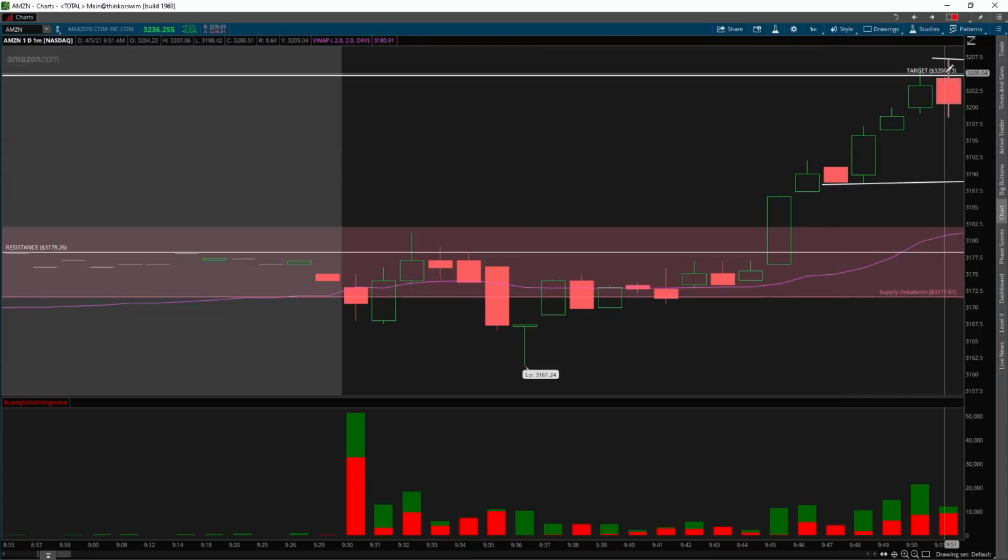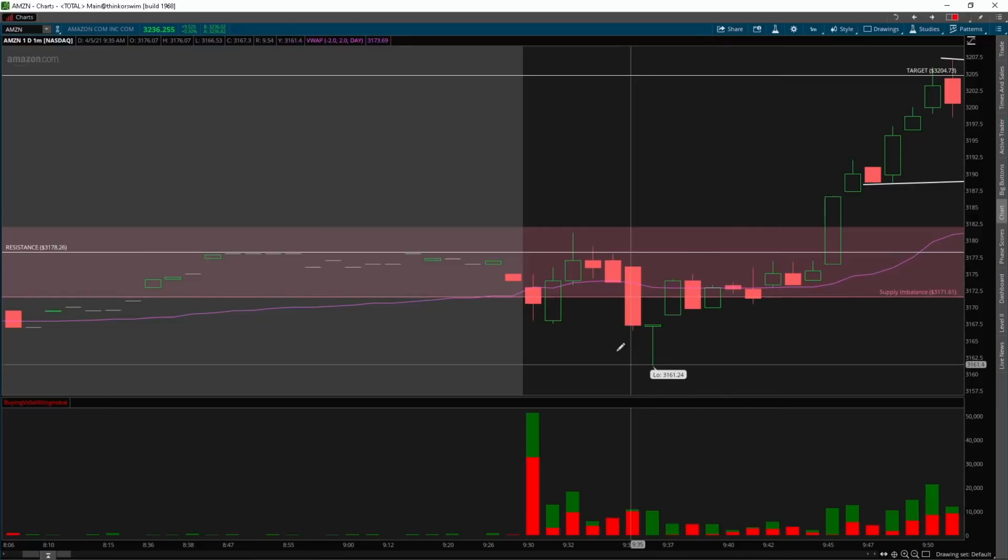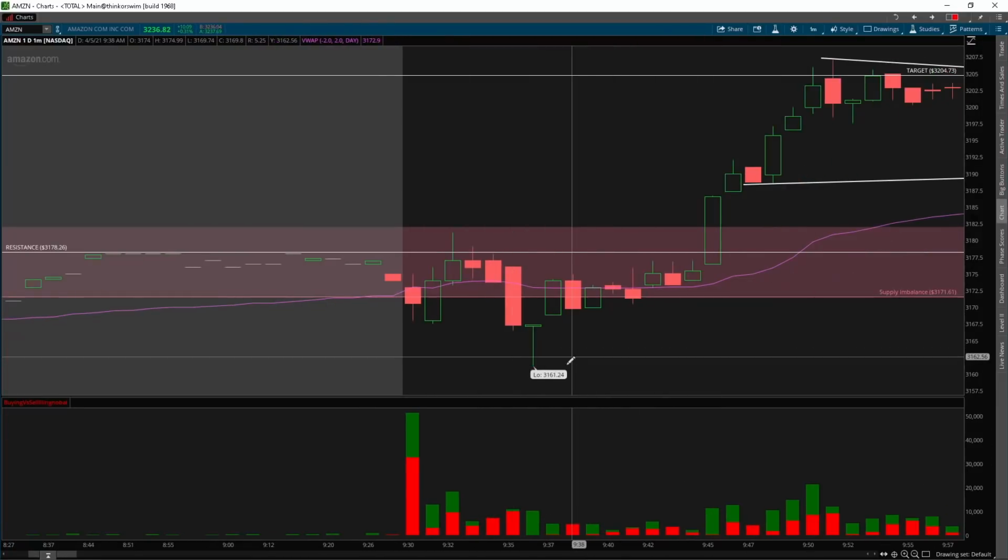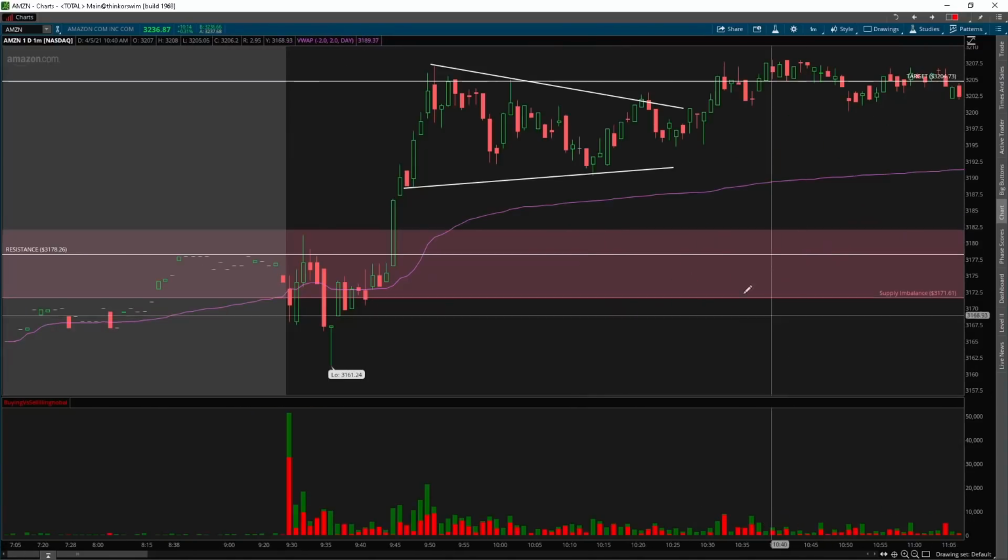So it was a quick 3-minute trade, and I made about $5 on each contract. You trade one contract for $3,000, you're making $500 per contract. Trade 10 contracts, you're making $5,000. So pretty good trade on this.